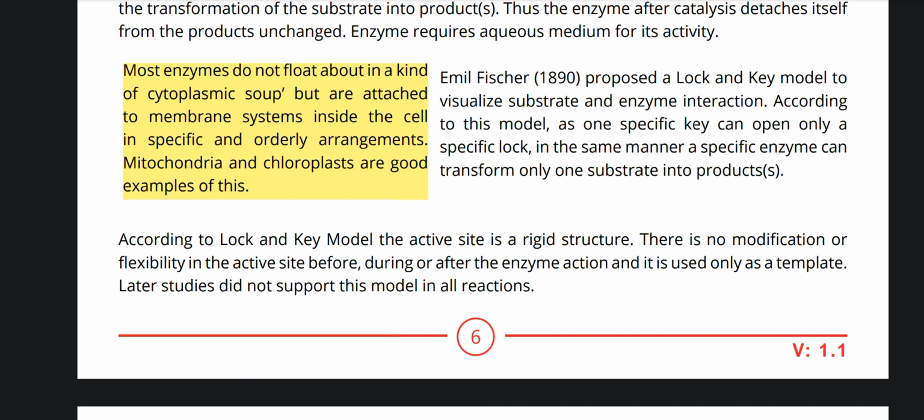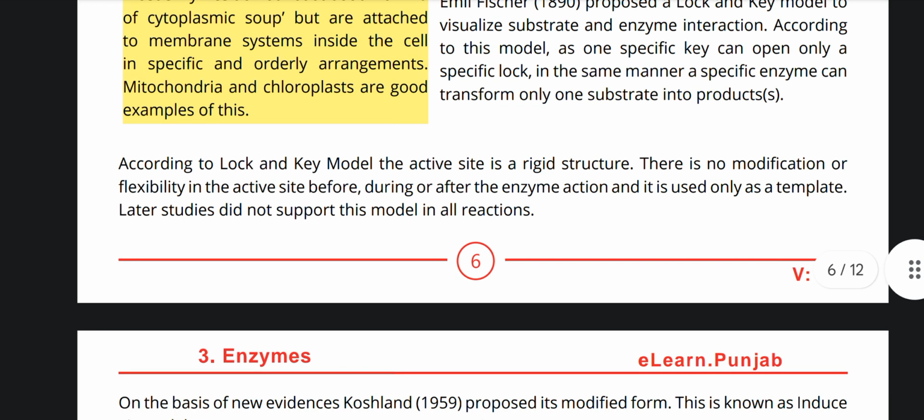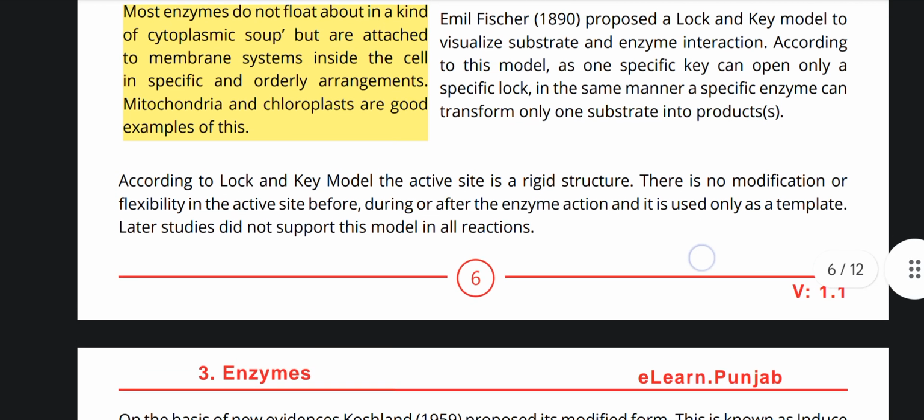Most enzymes do not float about in a kind of cytoplasmic soup, but are attached to the membrane systems inside the cell in a specific and orderly arrangement. Mitochondria and chloroplast are good examples of this.